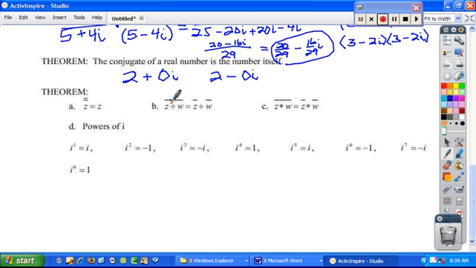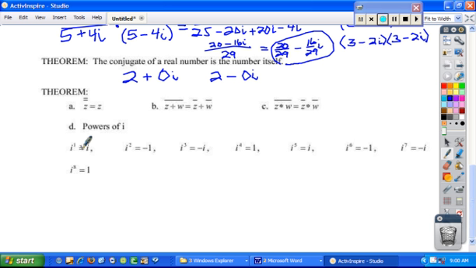The second one says you can either add two numbers and take the conjugate of the whole thing, or take the conjugates first and then add them. And the third one says the same thing as far as multiplication goes. You can either take the conjugate in the beginning of each one separately, or take it of the whole thing at the end.